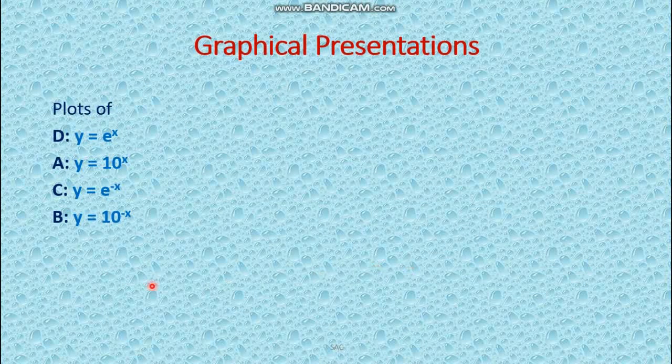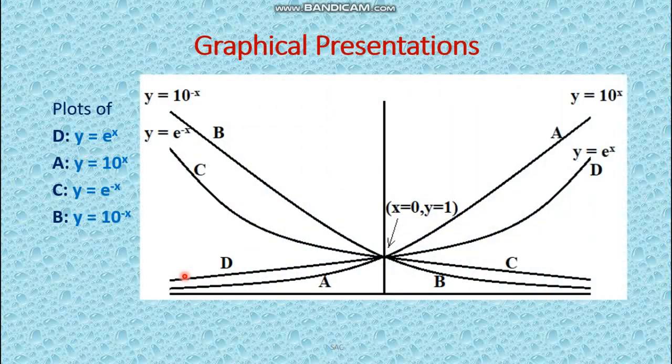Here we are going to plot 8 graphs in total, and a set of 4 will be plotted in this slide. For the A graph, it is y equal to 10 to the power x, and for the B graph, it is y equal to 10 to the power minus x. For C, it is e to the power minus x, and for D, it is e to the power x. So these are the graphical presentations.